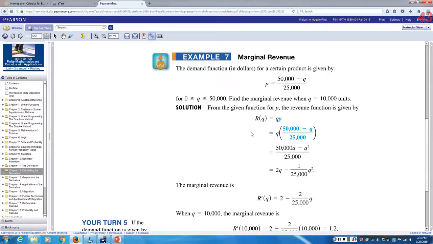So the revenue function is going to be Q times P, but the price is given by the demand function, because the price is going to change depending on the demand. So you multiply Q times the expression for P. If you multiply Q times 50,000, you get 50,000 Q. And if you multiply Q times negative Q, you get negative Q squared. And the 25,000 in the denominator doesn't change at all. Okay?